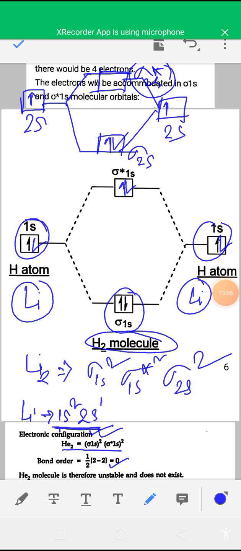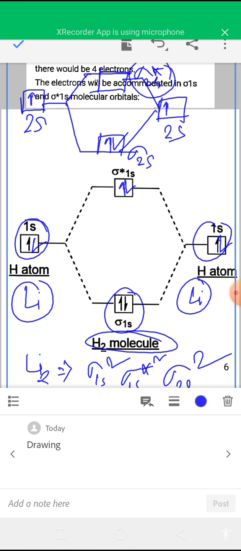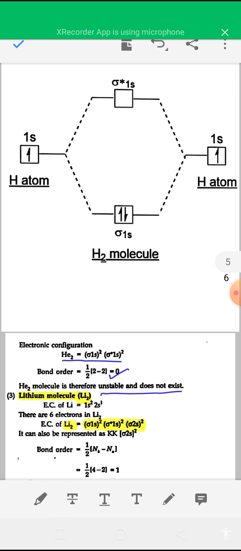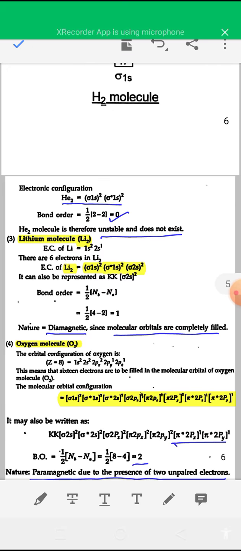So the bond order of lithium is half into 4 minus 2, that is 1. So the bond order of the lithium molecule is 1. So the lithium molecule exists. And in the lithium molecule also all electrons are paired.